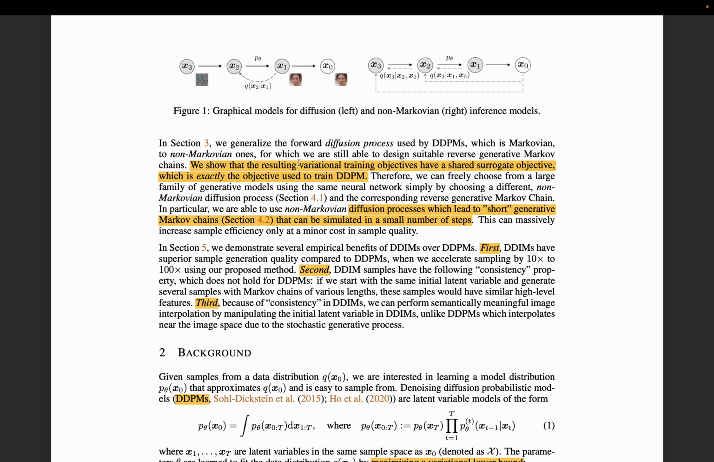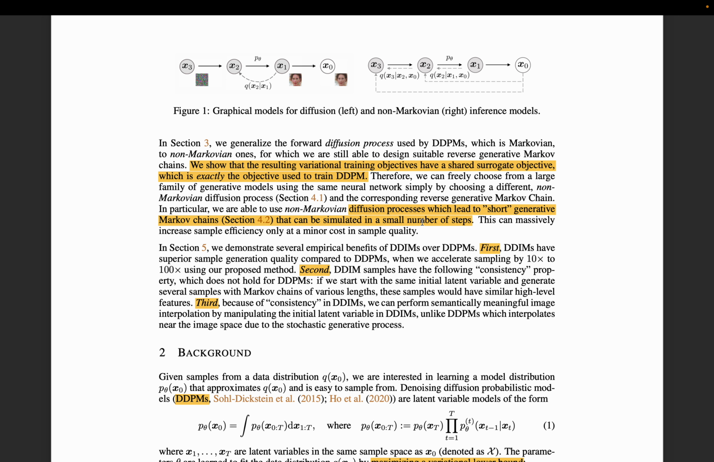Okay. So basically, as we've said, they show that the training objective of the new model is exactly the same as DDPM. That has the great implication that we've mentioned, so that you can reuse models that have been trained with DDPM, but the model is a shorter, let's say, generative chain, and therefore you can sample from it in a smaller number of steps, but we are going to discuss that later.